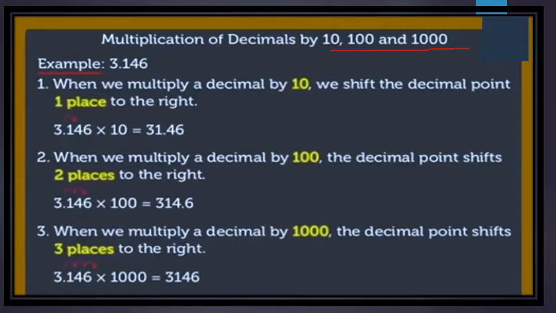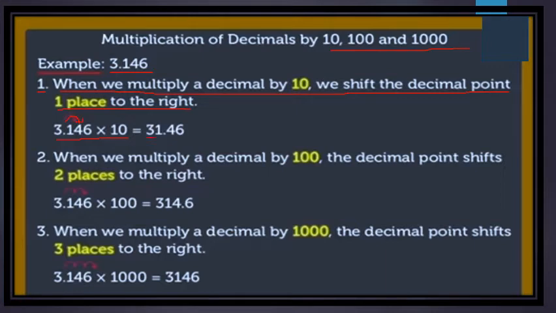Let's take a decimal number, 3.146. First we multiply it by 10, then we multiply it by 100, and last we multiply it by 1000. Now first, when we multiply a decimal by 10, we shift the decimal point one place to the right. Like we have the number 3.146 multiplied by 10. So we shift the decimal point one place to the right.